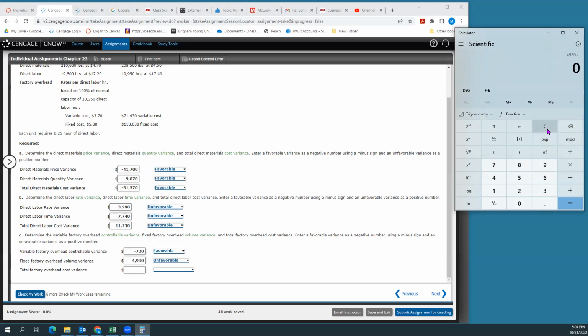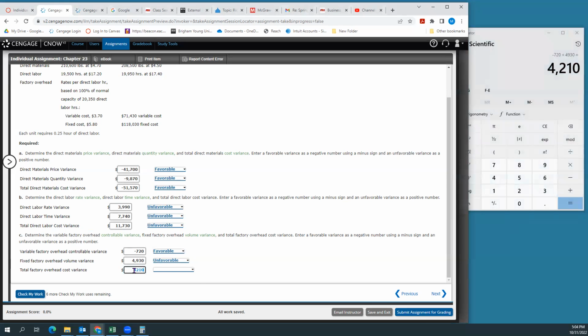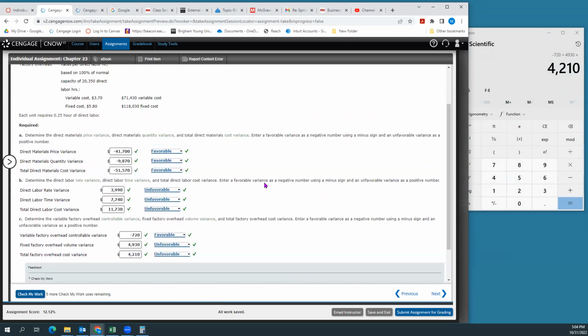Oops, let me clear this. Negative 720 plus 4,930. Oh, I think I did minus. That's just confusing. Let me clear. 720 plus 4,930. It's 4,210 unfavorable. All right. Sorry, I stammered through that part a little bit. I just had to sort of talk my brain into why it all worked. Let's check our work. Yeah, we're all good.